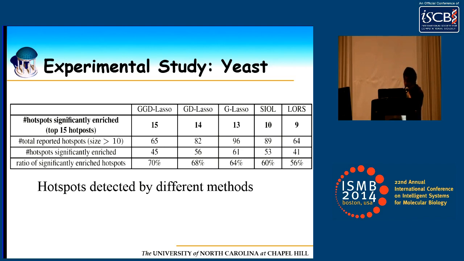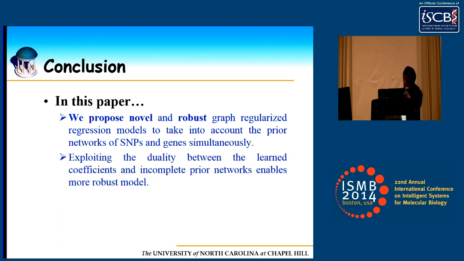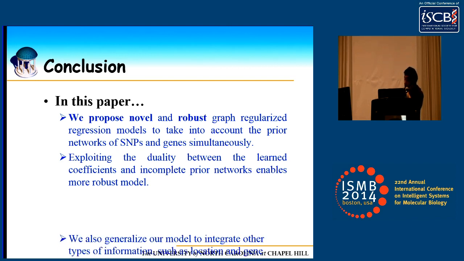To conclude, in this paper, we proposed a novel and robust model to consider both prior knowledge of relationships between SNPs and relationships between genes. And also, the model considers the incompleteness and the noise existing in those prior knowledge. Further, we take into consideration other information like the location information and pathway information.